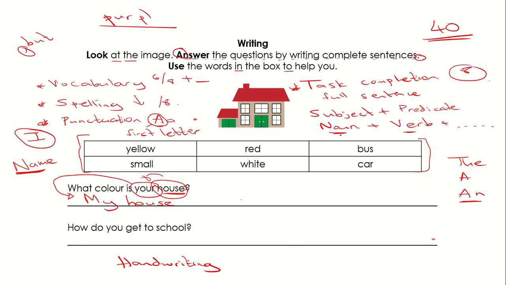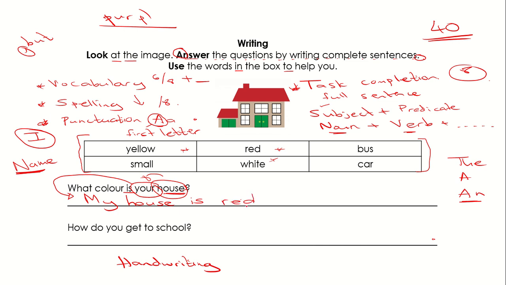There's my subject. Remember I told you? Subject. Now I need my verb. My verb is. Is. My house is. My house is. Now I want to know the color. Look in your word box for a color. Yellow, red, white. These words are colors. Pick one. My house is red.